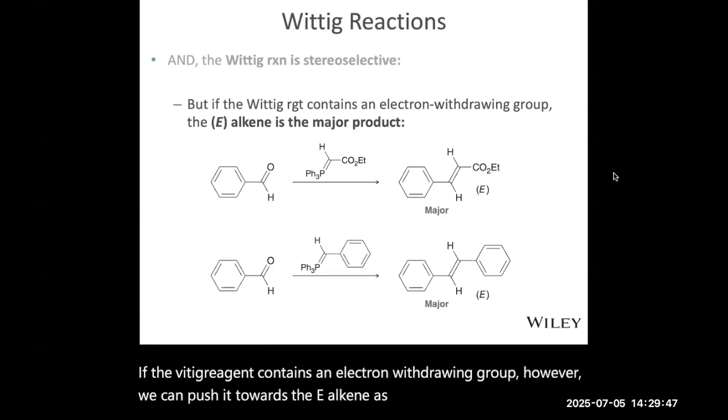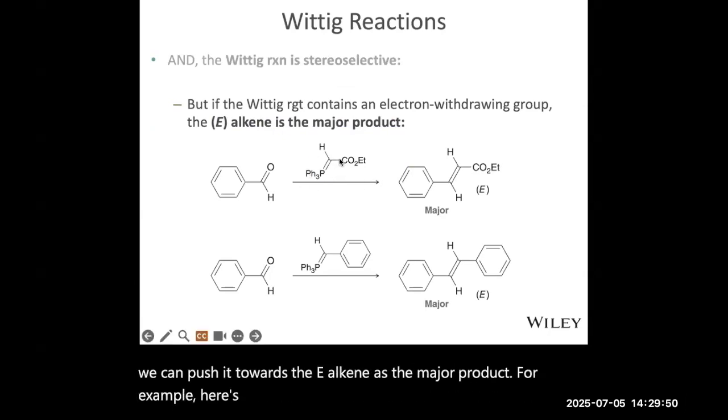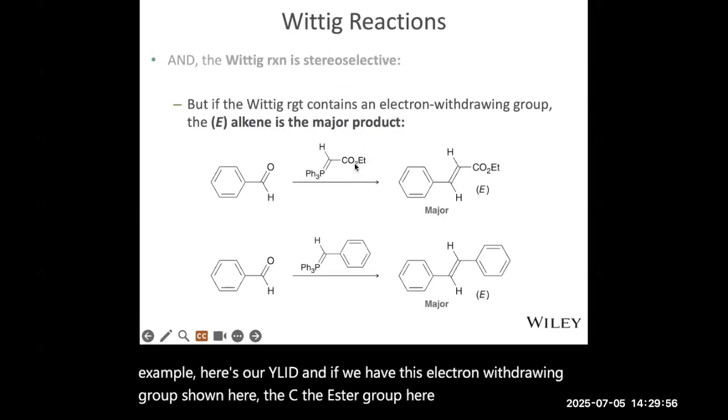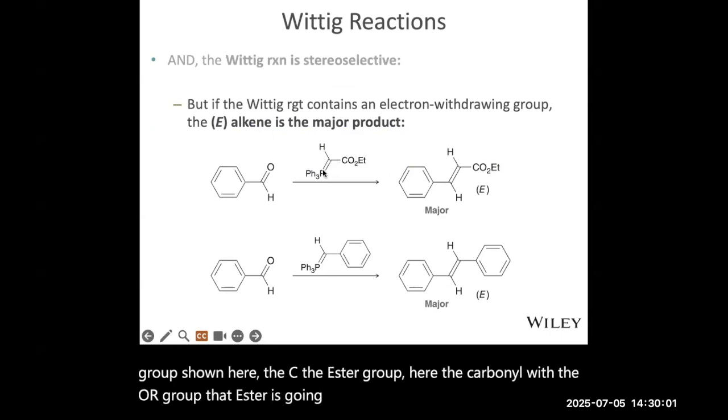as the major product. For example, here's our ylide, and if we have this electron withdrawing group, the ester group here, the carbonyl with the OR group, that ester is going to be electron withdrawing, and so it's going to force the reaction to happen E.